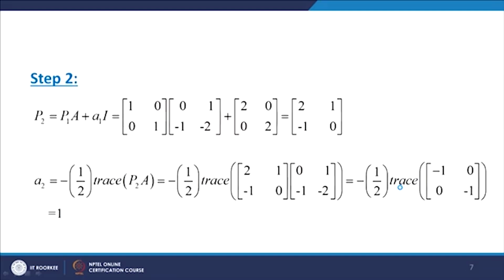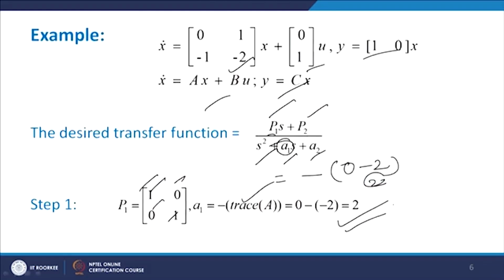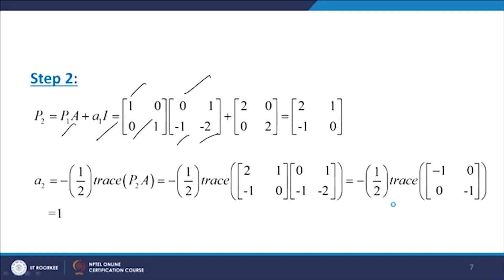Then step 2: P2 equals P1 A plus A1 I. Now, what is P1? P1 is [1 0; 0 1], A is [0 1; 1 minus 2], and A1 we have got is 2. So A1 into I we write as [2 0; 0 2], and after addition we get [2 1; minus 1 0].